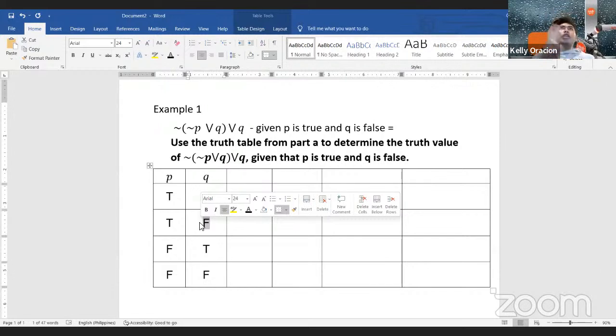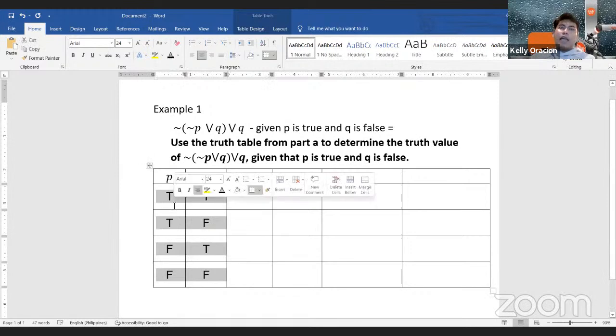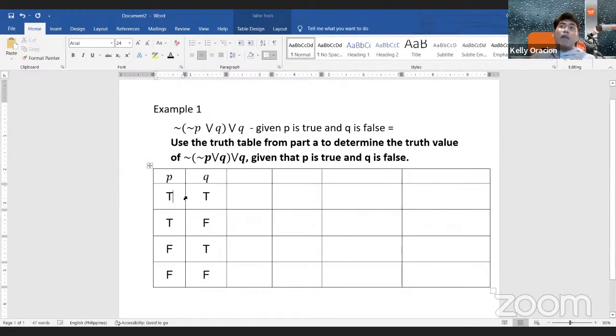Now, there are two variables involved. That means there are two statements involved, no? P and Q. Again, there are two statements. We have P and Q. Sir, paano namin ito ma-identify na ganito siya? Again, paano niyo ito magagawa ito?